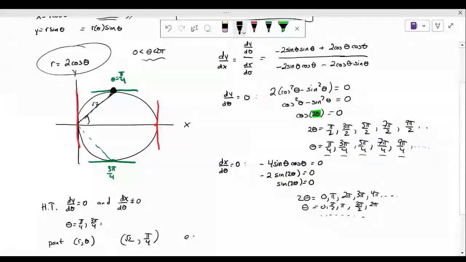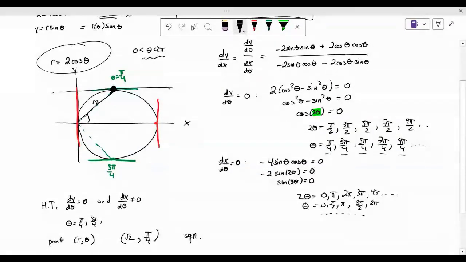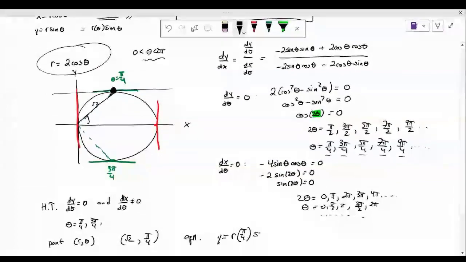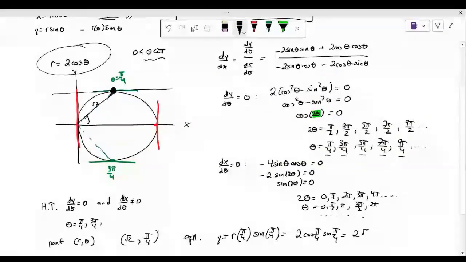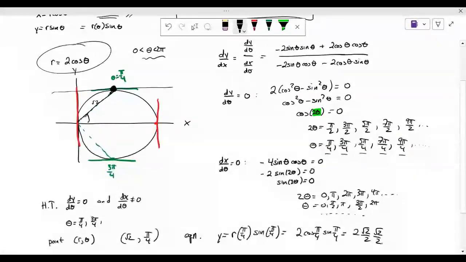Okay, and what's the equation of that horizontal tangent? Well, that's when y is constant. So what would y be? Well, y is r sine theta, so at pi over 4, you get 2 times cosine pi over 4 for r, sine of pi over 4. So you get y equals 1. Okay, that's the equation of that horizontal line.